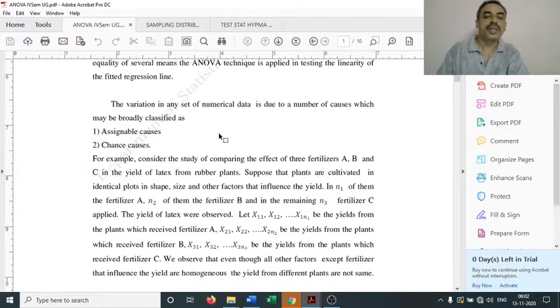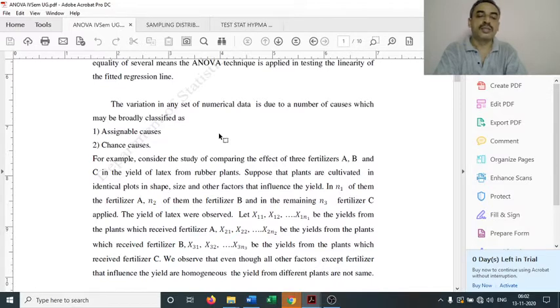Now, the causes of variation in a set of observations can be broadly classified into two. One is assignable causes and the second is chance causes. The assignable causes are identifiable to the investigator. He can identify and he can correct them also. But the chance causes are beyond the control of the investigator. For example, take the yield of latex we discussed earlier. All the causes we discussed are identifiable or can be corrected.